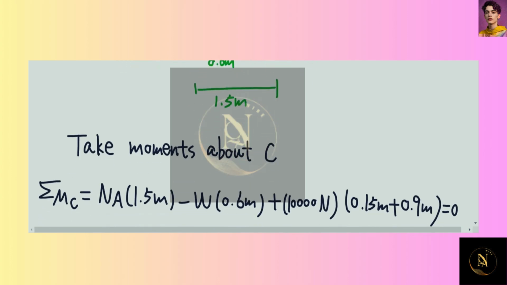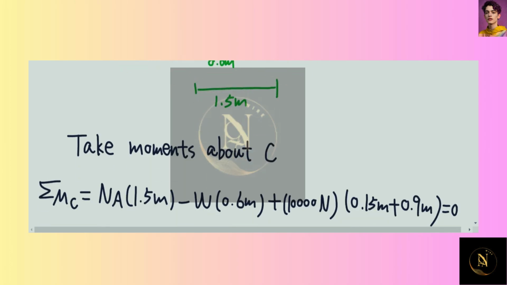The moments about C can be equal to NA, which is the normal force at point A, times the lever arm for the normal force at point A, which is 1.5 meter, and then minus the weight of the car times the lever arm for the weight, which is 0.6 meter, and then plus the horizontal force 10 kilonewton. And we know 10 kilonewton is equal to 10,000 newtons, and then multiplied by the lever arm for the 10,000 newton, which is 0.15 meter plus 0.9 meter.